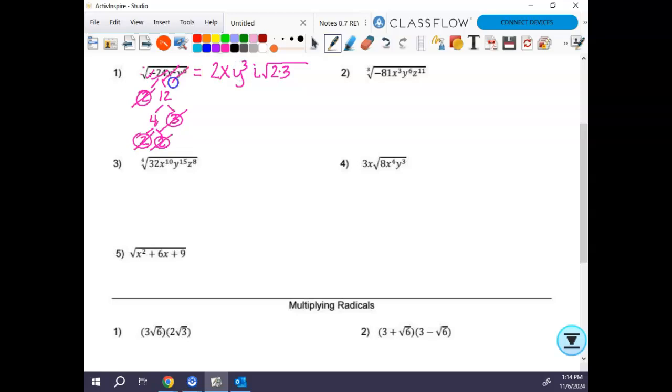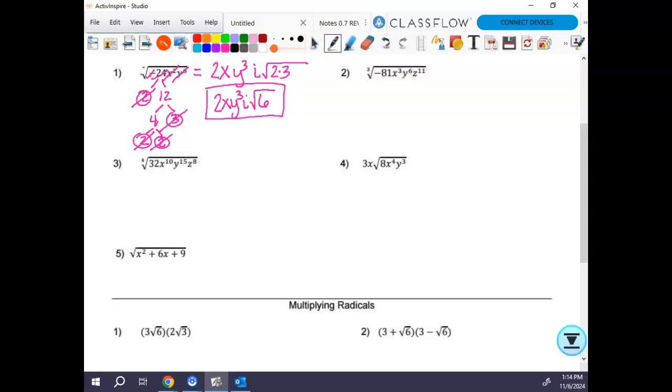And I've taken care of everything inside of there. And if there's a ton, you might want to mark out as you go. Not a bad habit to get in. Then I just need to clean it up a teeny tiny bit. Outside stays 2x y cubed times i times the square root of 6. And that is my answer. That is simplified.